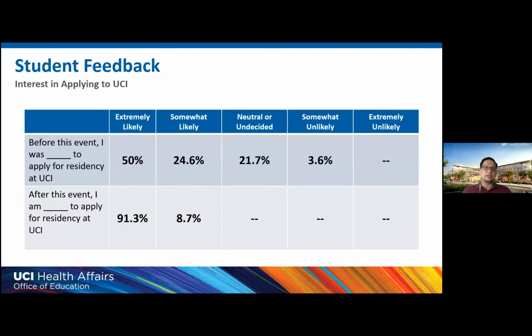So this was the feedback that we got from the students this year. It was overwhelmingly positive. As you see at the top bar, before the event, about 50% said they were extremely likely to apply to residency at UCI, and that number went up to 91%. And no one is on the fence after the event. So we have 200 students who are really excited about the things that we offer and the things that they saw and heard at this open house, and they're ready to apply for residency here this upcoming year.